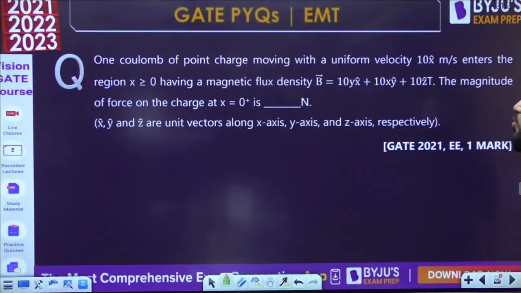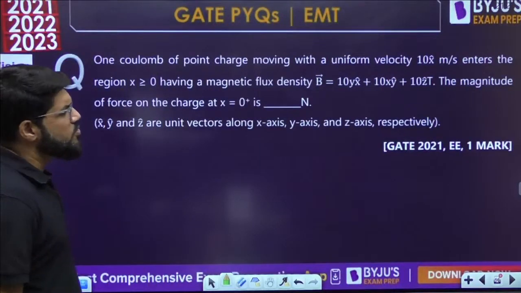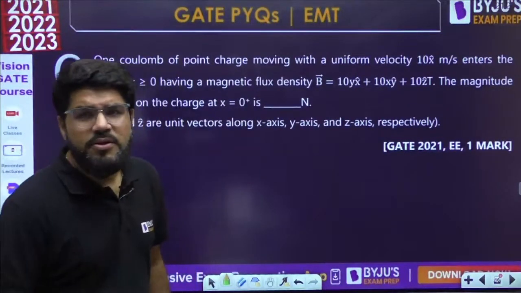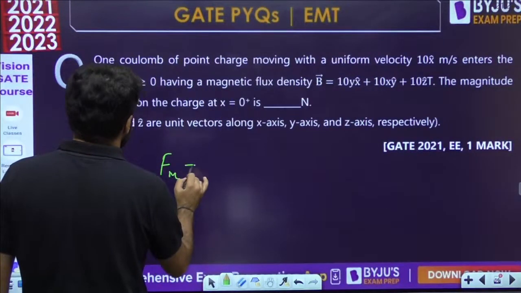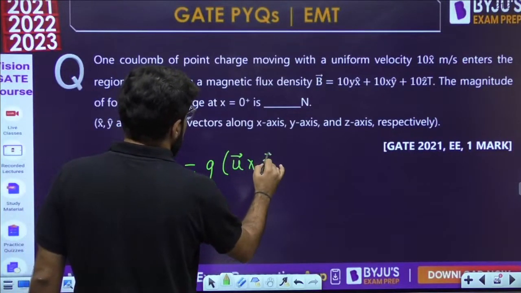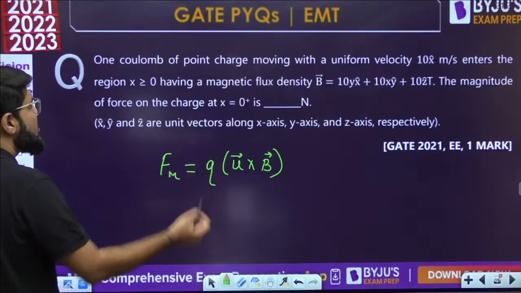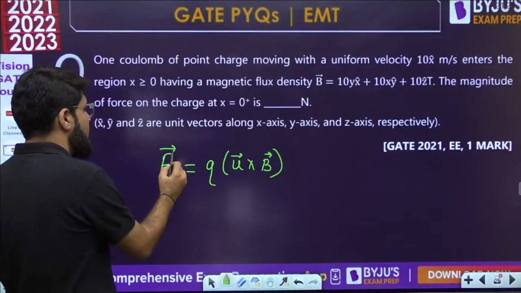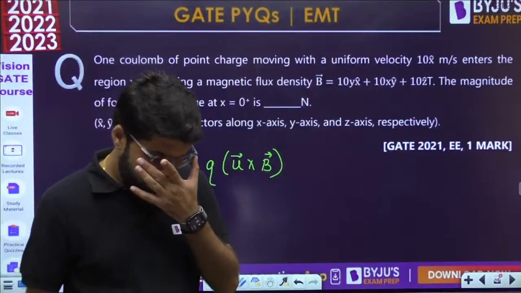Next question. One coulomb point charge with a uniform velocity 10x enters the region x greater than 0 having the magnetic flux density B given to you. What is the magnitude of force on the charge at x equal to 0 plus? What is the formula you use here? There is only the magnetostatic force here. The magnetostatic force on any charge is given by Q into U cross B, where U is the velocity, B is the flux density, which we simply call the magnetic field as well, and Q is the charge onto which you are calculating the force. You need only the magnitude of the force. Quickly do it up, guys.